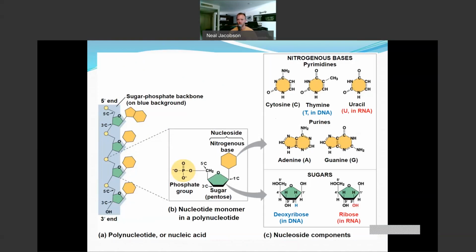And so these are all nitrogenous bases. They're sometimes called nucleosides. This was confusing to me for a long time too. I didn't know there was a difference. So a nucleotide has the 3 components. A nucleoside is just the base, just the nitrogenous base.